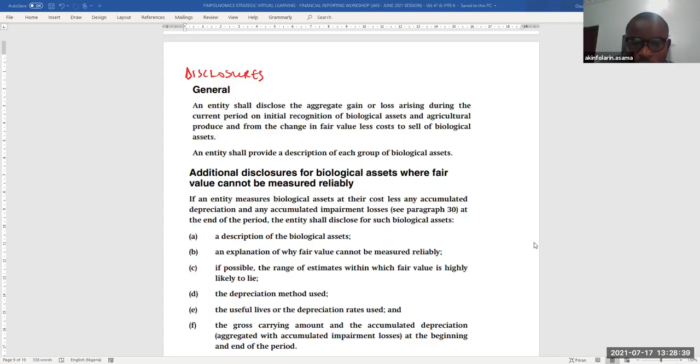Additional disclosure for biological assets where fair value cannot be measured reliably. If an entity measures biological assets at their cost less any accumulated depreciation and any accumulated impairment losses, at the end of the period, the entity shall disclose for such biological assets: A, a description of the biological asset. B, an explanation of why fair value cannot be measured reliably. C, if possible, the range of estimates within which fair value is highly likely to lie. D, depreciation method used. E, the useful lives or the depreciation rates used. And F, the gross carrying amount and the accumulated depreciation, aggregated with accumulated impairment loss, at the beginning and end of the period.